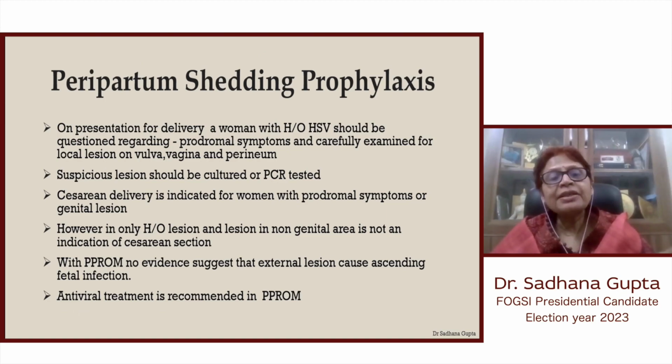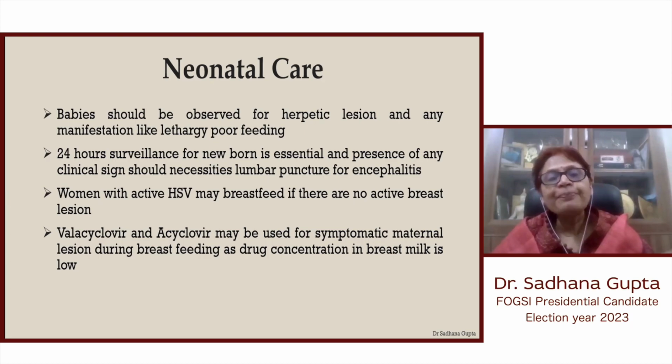If the patient comes to you during delivery, and there is a suspicious lesion, always get a culture and PCR. If it is a non-genital lesion, you can go for vaginal delivery, but if there is an active genital lesion, go for cesarean section. Babies should always be observed for 24 to 48 hours for herpes blisters.